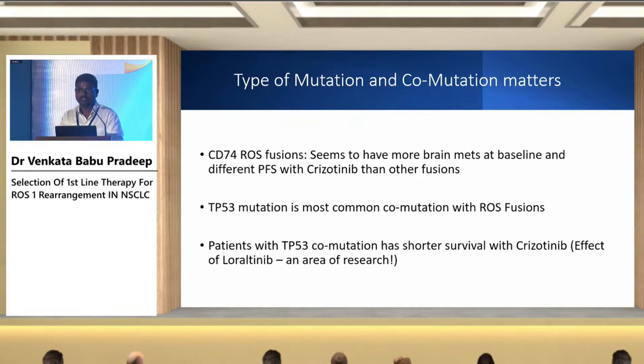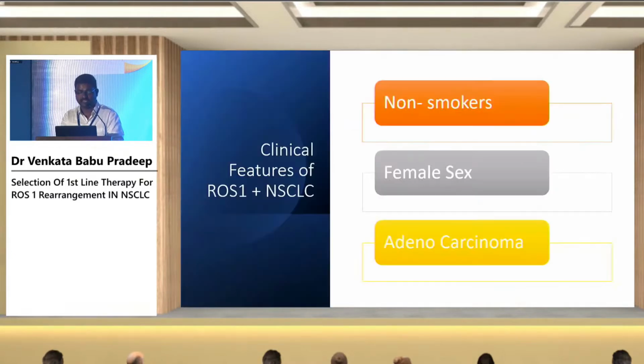And the co-mutation matters, just like our colleagues during the residency matter, the co-mutations do matter. Initially, we knew only the mutation and the targeted therapy. After that, we know that all the mutations are not equal, so the co-mutation matters. If there is a TP53 mutation, it will have shorter PFS with the same TKI.